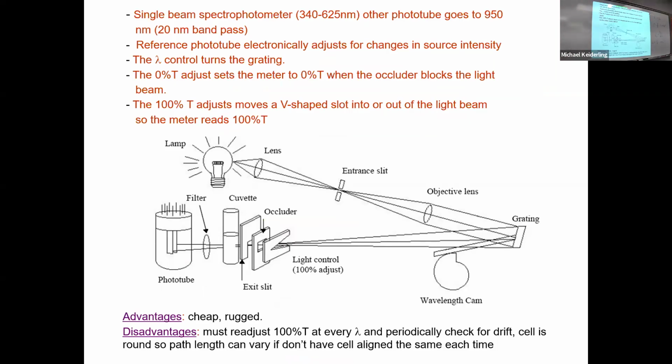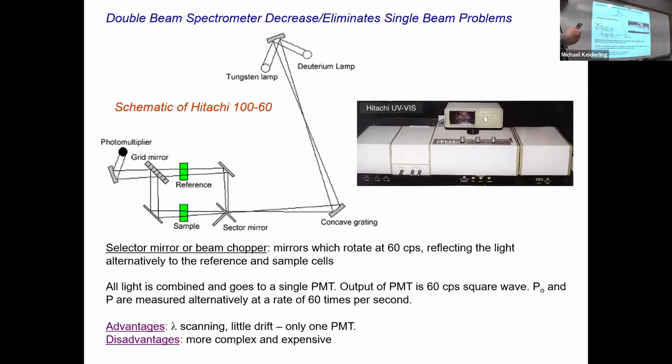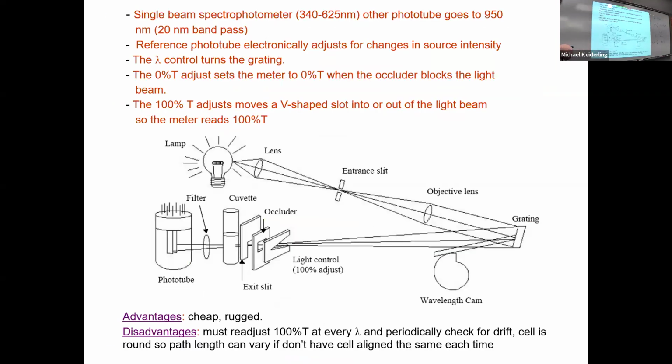So this is sort of a description for a more mechanical version of what you do. This setup is cheap and rugged. You have to readjust at every wavelength and periodically check for drift. You can have a single beam instrument that's computerized, where you take a background, then you measure the next one.